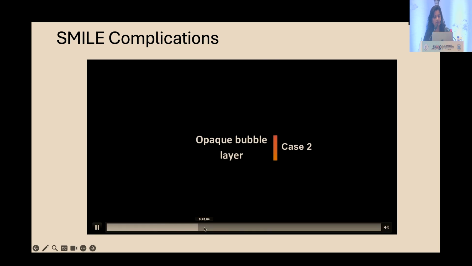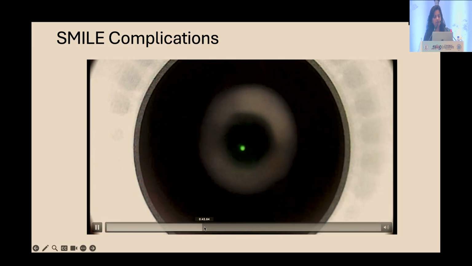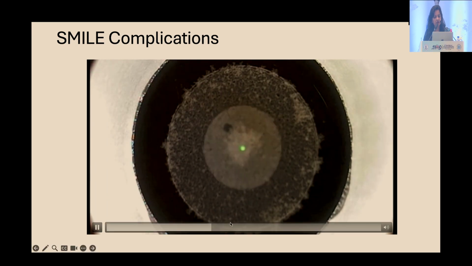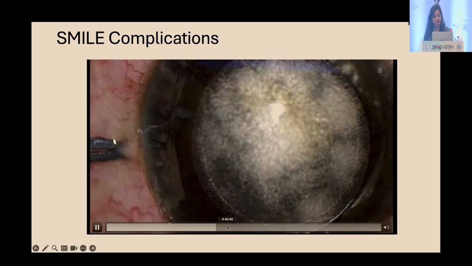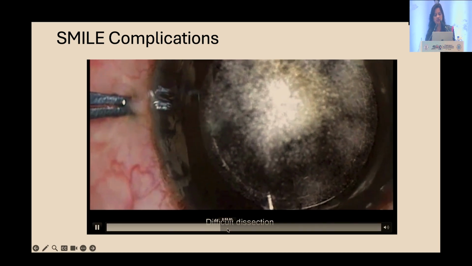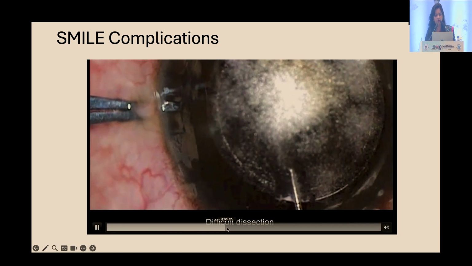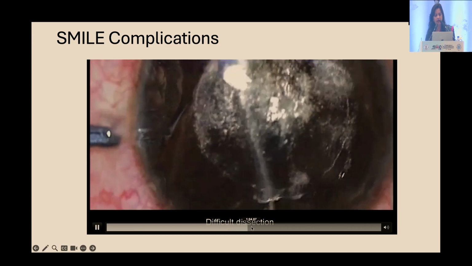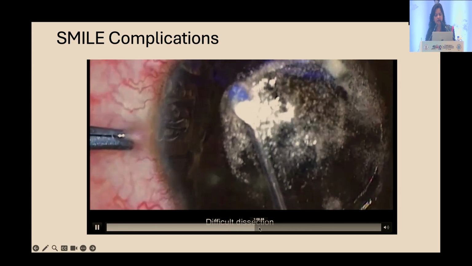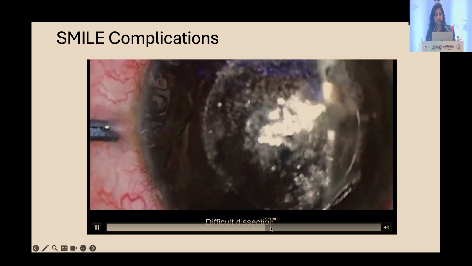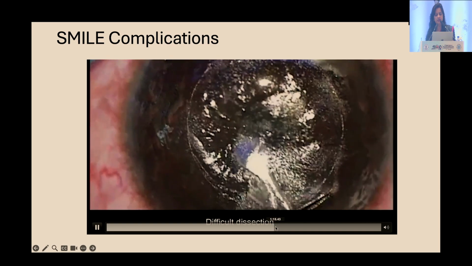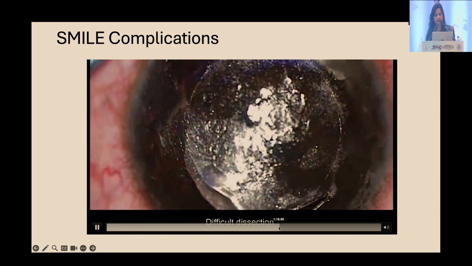Now, when you have an opaque bubble layer, such as in this case, the dissection may become difficult, and again there may be macro adhesions present. By proprioception you can make out that it has not dissected well in that area, and every attempt should be made to dissect it completely so that there are no inadvertent remnants or tags which remain behind.